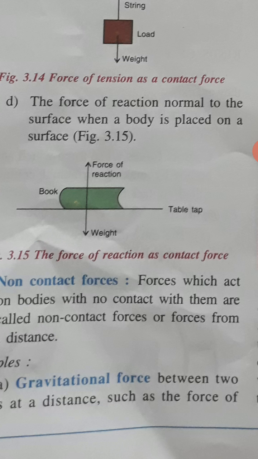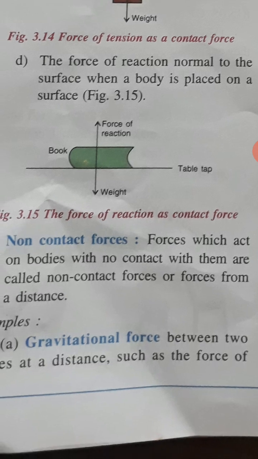So I will just revise what were the forces that we learned. Contact forces: first was push and pull. Second was frictional force. Third, force of tension in a string. And next was force of reaction. Action and reaction, isn't it? Force of reaction, normal to the surface, means it acts in the perpendicular direction. The force of reaction is normal to the surface. You see, it is at an angle of 90 degrees from the surface. So just go through these contact forces.